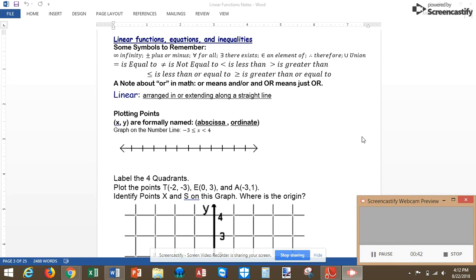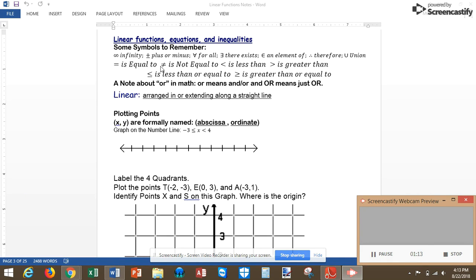On page 1, we have linear functions, equations, and inequalities. Here's some symbols to remember. We have the infinity symbol, the plus or minus symbol, this upside down A, which means for all, this backwards E right here, there exists, this rounded E, there's an element of, the 3 dots that make a triangle, therefore, and then the U for union.